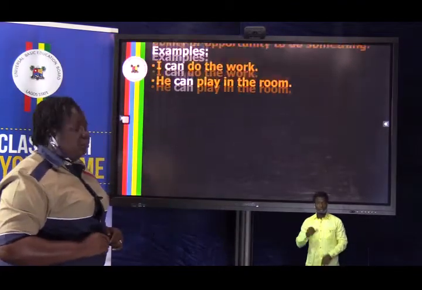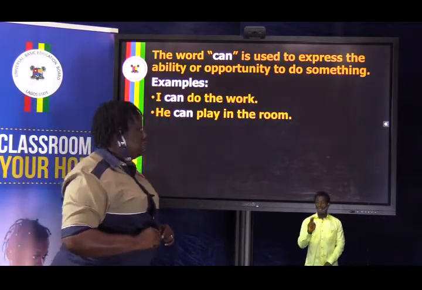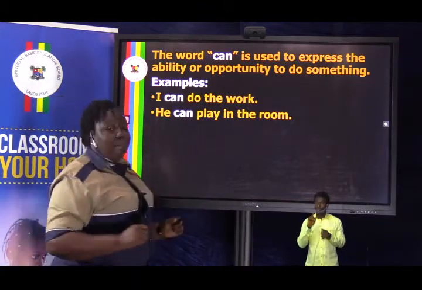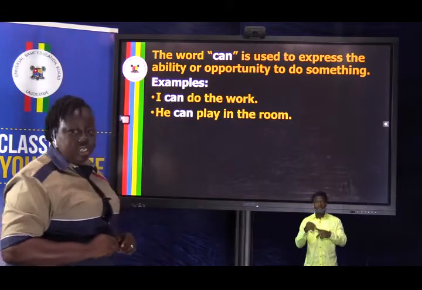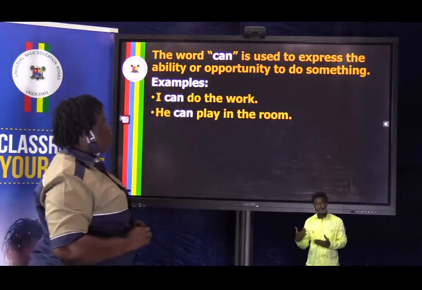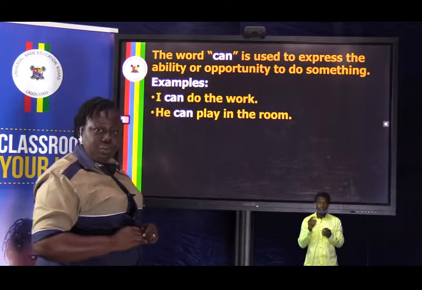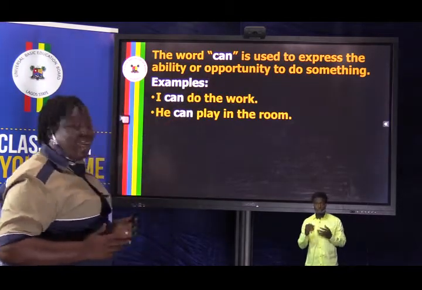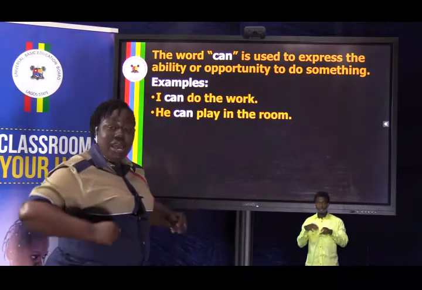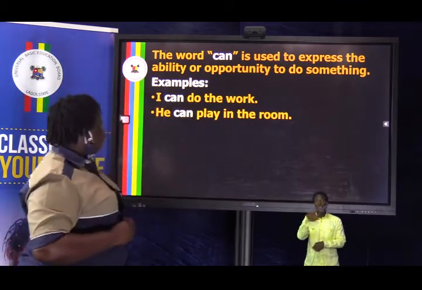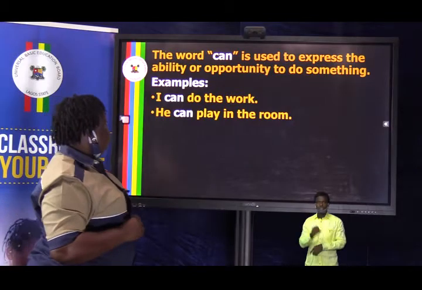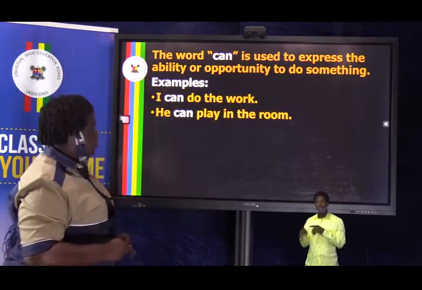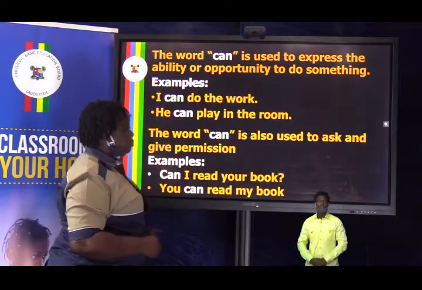Can and could now. Can, C-A-N, and could. The word can is used to express the ability or opportunity to do something. When you want to express ability to do something, you use the word can. For example, I can do the work. Can you? Yes, I can do the work. He can play in the room. That is, he has the opportunity to play in the room. He's free to play in the room.